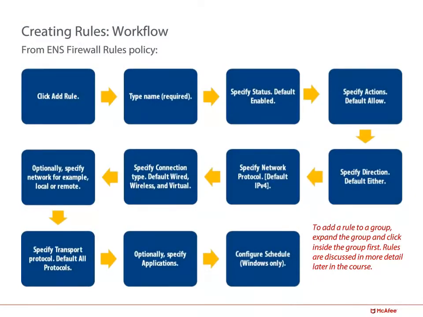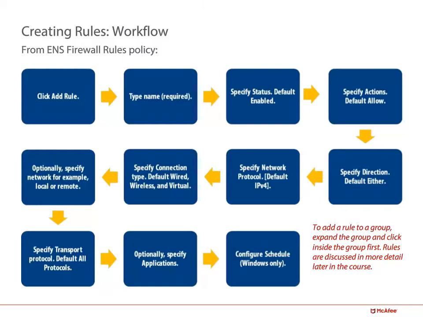For creating any types of rules within your firewall rules policy, first make sure that you don't already have a rule for that particular purpose. Otherwise, I can click Add Rule, type in a name, specify the status, the default is Enabled, specify your actions, the default is Allow, specify your direction, the default is Either, specify your network protocol, the default is IPv4, then you specify the connection type, is it wired, wireless, and virtual, and then you can specify the network if you need to. It could be local or remote.